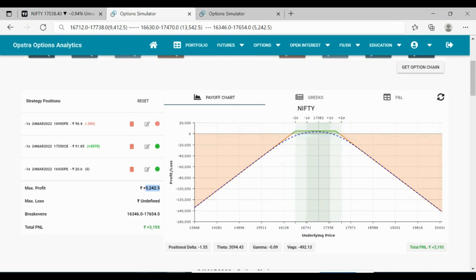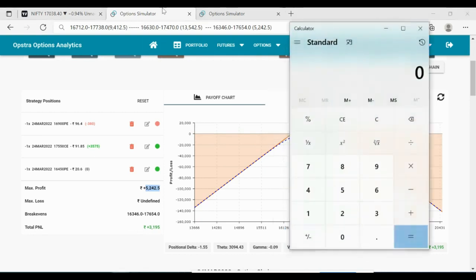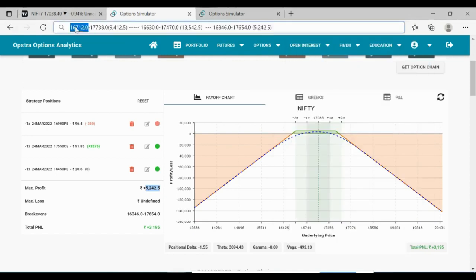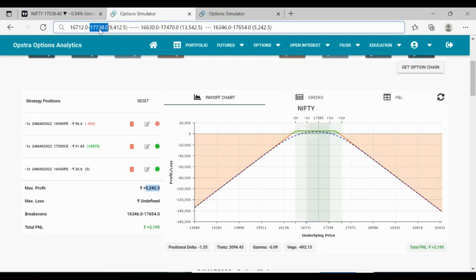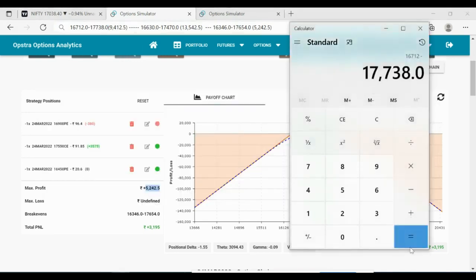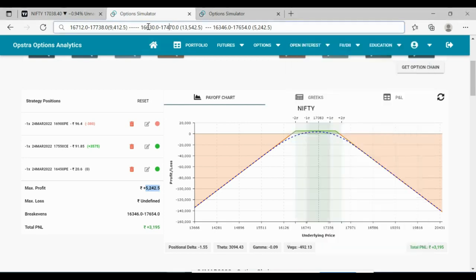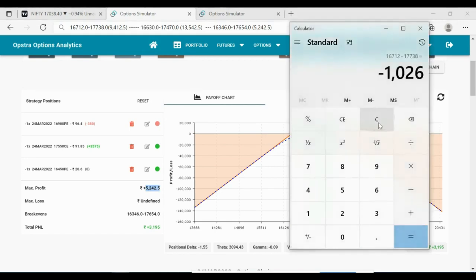Let me take the calculator. Initially, the original range was, I'll show you everything. The original range was 1026. When we did the first adjustment, let's see what range we got. The range has reduced to 840. So initially it was 1020, and now the range has reduced to 840.